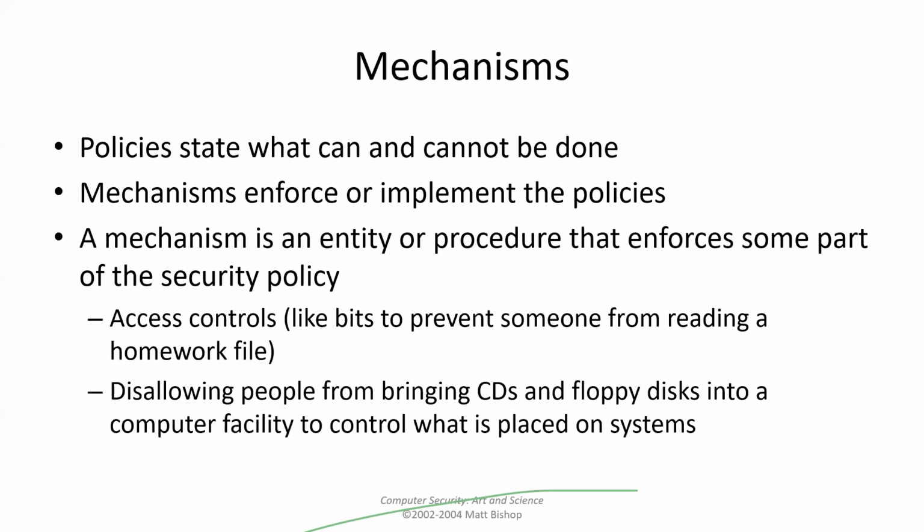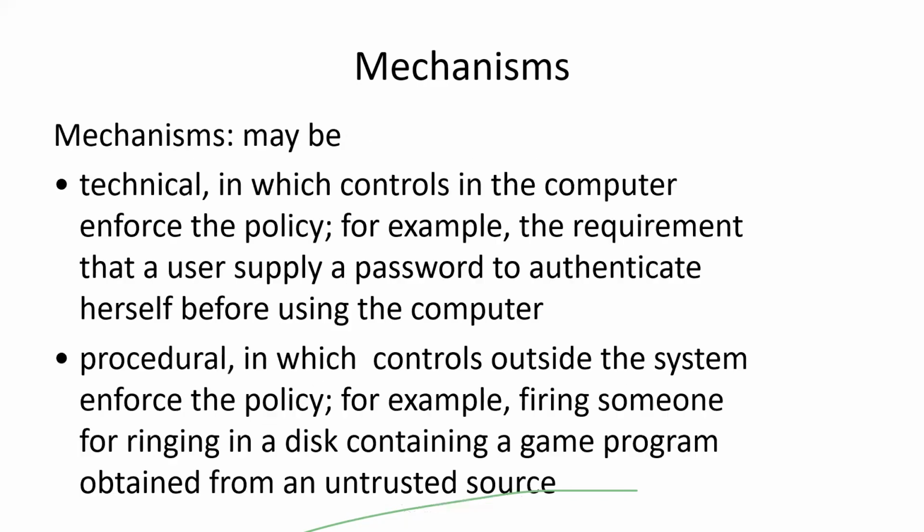There are example policies, and there are mechanisms. Policies and mechanisms are slightly different. They sound alike. A policy is a statement of what you can and cannot do. The mechanism is what you use to enforce that they can or cannot do it. So you might say people cannot read this file. A mechanism is a system tool that prevents you from reading that file. So there's a difference between policy and mechanisms.